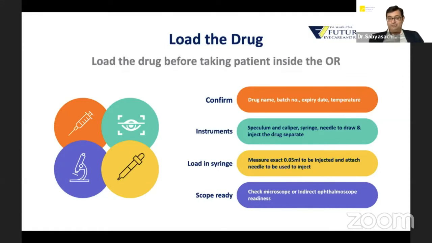Then the instruments that you should have with you. A speculum and caliper must be there. The syringe and the needle to draw the drug from the vial, that is a much thicker needle, about 18 gauge, and the needle to inject the drug, that is a 30 gauge needle. All of this must be in front of you. Then load the drug into the syringe, measure exactly 0.05 ml that is to be injected, attach the needle to be used, and get rid of all the air bubbles.